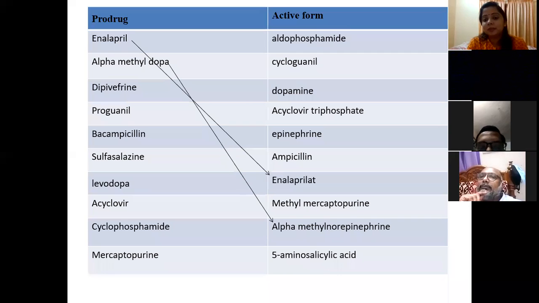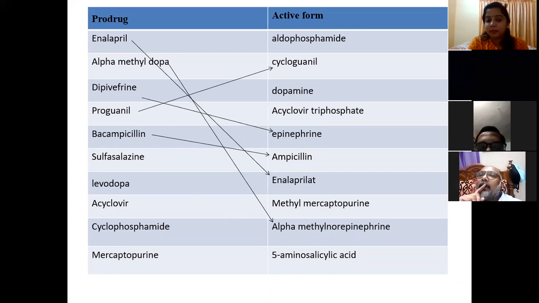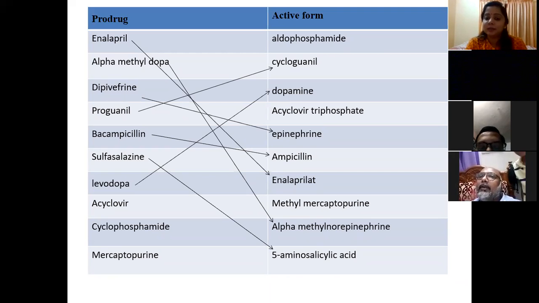Dipivefrin, epinephrine. Prodrug proguanil, cycloguanil. Bacampicillin, ampicillin. Sulfasalazine, 5-aminosalicylic acid. Levodopa, dopamine. Acyclovir, acyclovir triphosphate.